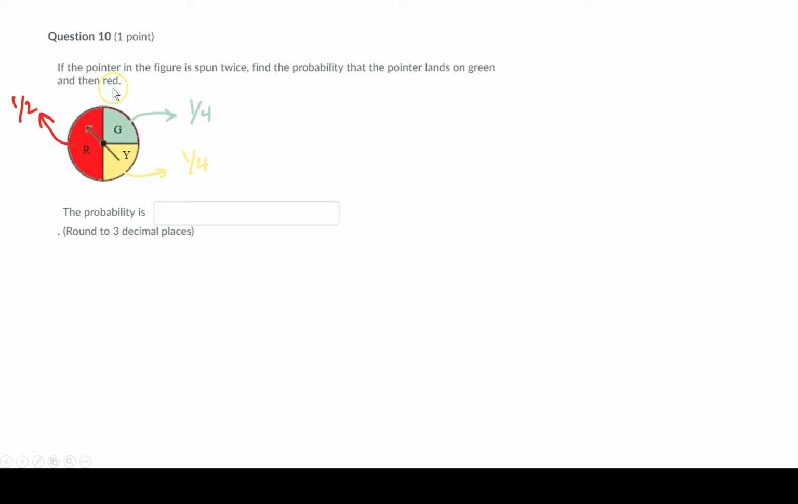That's a specific order. If it just said out of 2 spins, it lands on green once and red once, and it's not particularly that order, that's a slightly different circumstance you have to be aware of. But for this one, it specifically says it lands on green and then red. So it lands on green first, then red second.